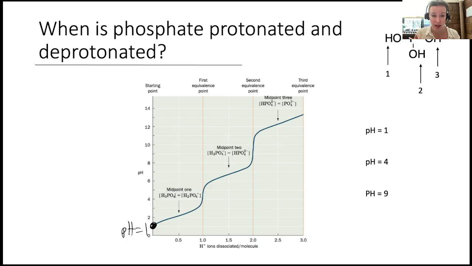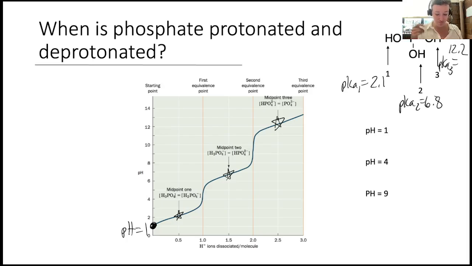Let's quickly just write down the pKa's for these protons to keep these in mind, and I'll draw a little star next to each of these pKa's. Okay. So the first pKa is, let's call it 2.1. pKa2, we already know that. That's one that we've been talking about. That's 6.8. And what's the third pKa? Let's call that 12.2. We'll round. So these are each of the pKa's.